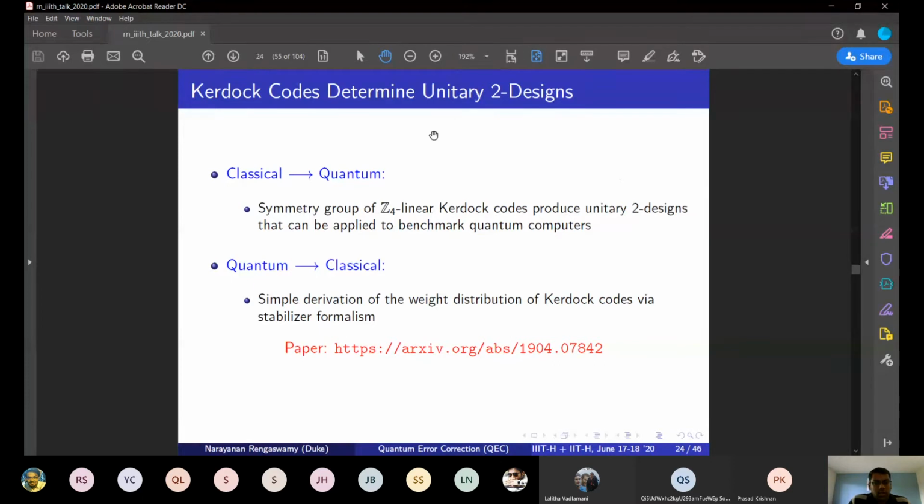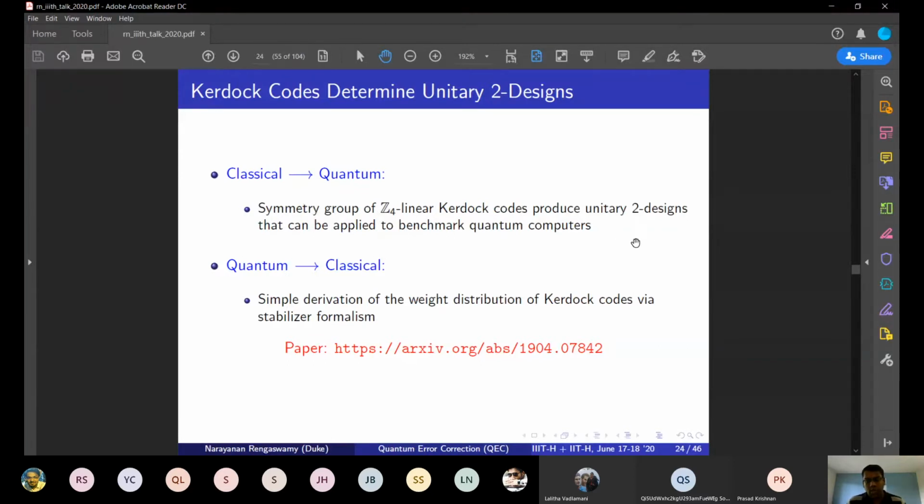We were able to do both a classical to quantum and a quantum to classical connection using these Kerdock codes. Going from classical to quantum, we showed that these Kerdock codes, which are nonlinear binary codes but can be made linear over Z4 using the Gray map, have a symmetry group that can be mapped to some unitary matrices in the quantum domain. And those unitary matrices form what's called a unitary 2-design.